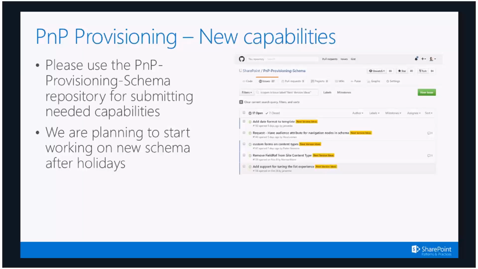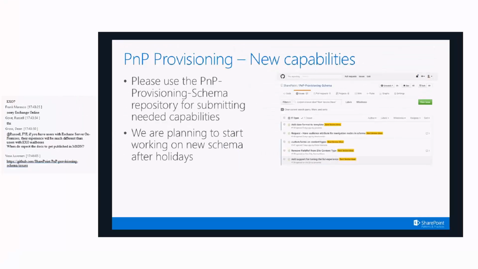So github.com/SharePoint/PnP-provisioning-schema is the right repository. Why didn't I add the full link to that repo in here? I'm going to paste that one in the IM window. So provisioning schema, and that's the issue list. Let me actually put that one in. And that would be the repository.